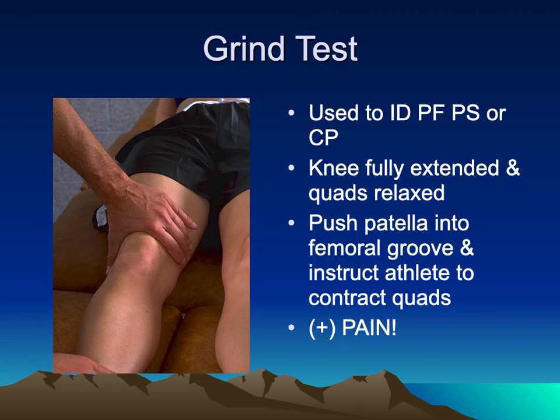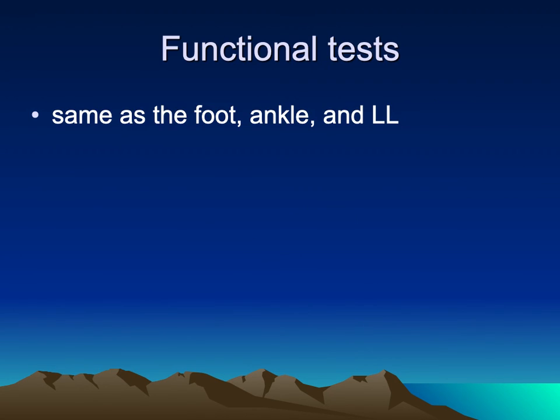Our functional tests, we follow the same steps that we did with the foot, ankle, and lower leg. We have them walk, run, jump, in various activities, straight ahead, then going back and forth, zigzags, figure of eights, and then more sport-related motions to see what they can do. So that's a quick and dirty explanation of how to do an ankle or a knee assessment.